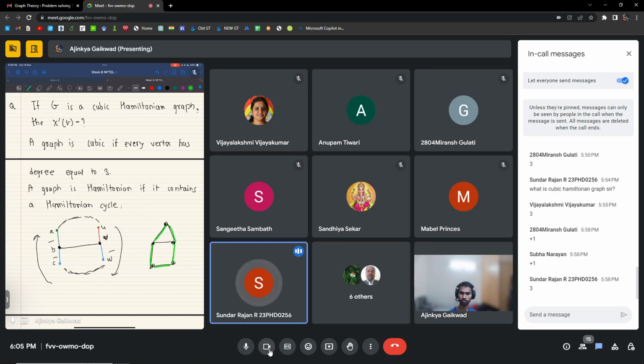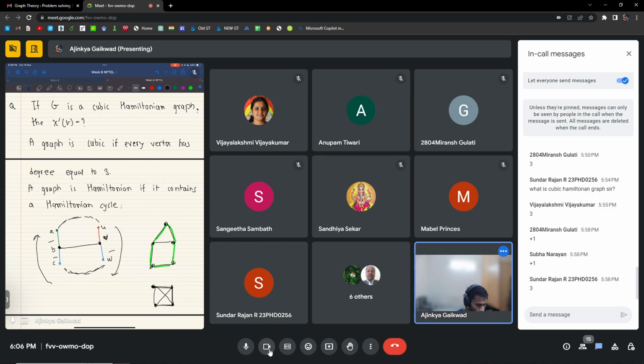Sir, if we take K4, is it a cubic Hamiltonian graph? Yes, so this is a cubic Hamiltonian graph, but it contains an even number of vertices, right? One, two, three, four. My question is about an odd number of vertices. Is it possible that there is a cubic Hamiltonian graph which contains an odd number of vertices?